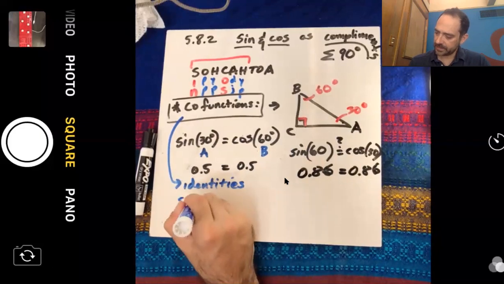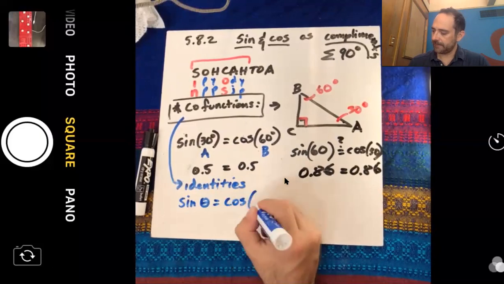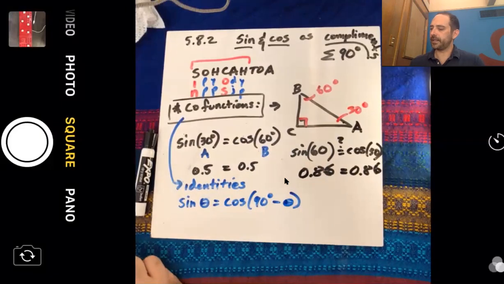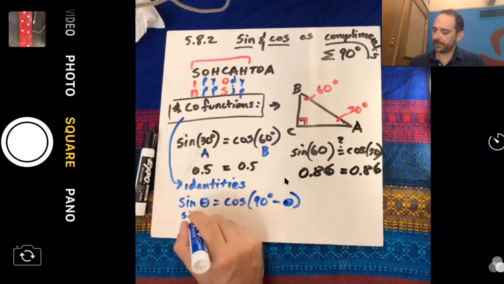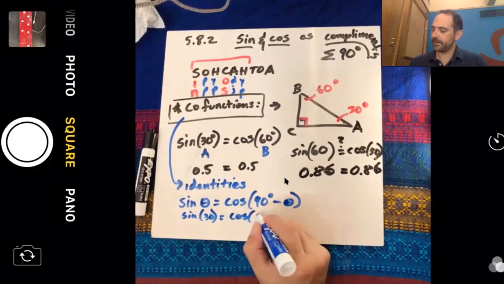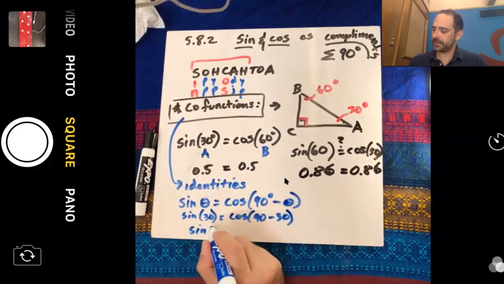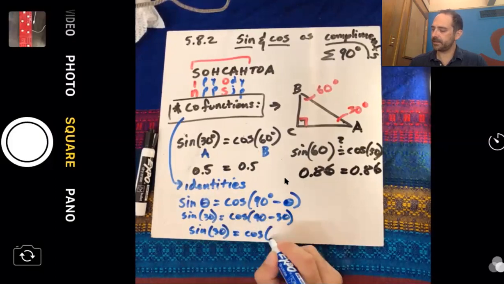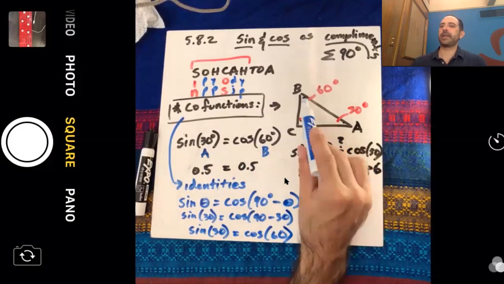We're gonna say the sine of theta is equal to the cosine of 90 degrees minus theta. So let's look at this. Let's see if this makes sense for what we did up here. The sine of 30 is equal to the cosine of 90 minus 30. Let's see if this was true. What is 90 minus 30? 60. So we always know that the two acute angles have to add up to 90 degrees.